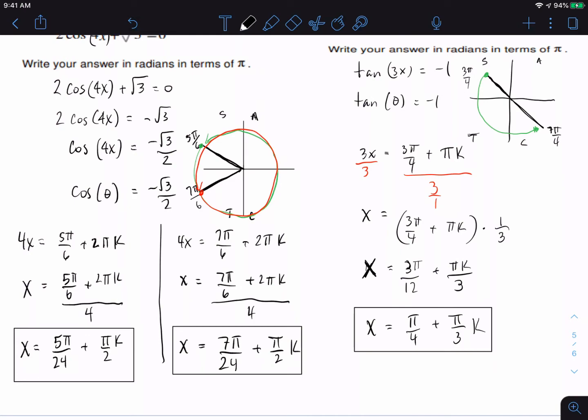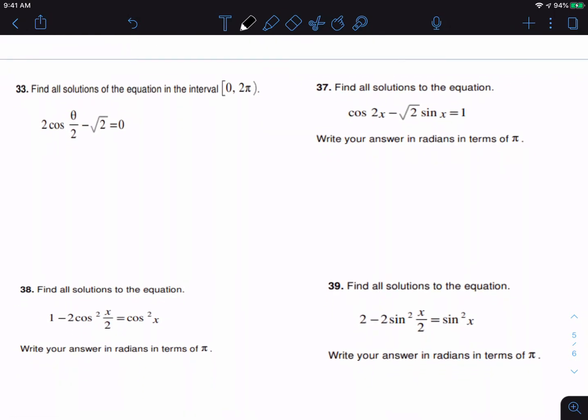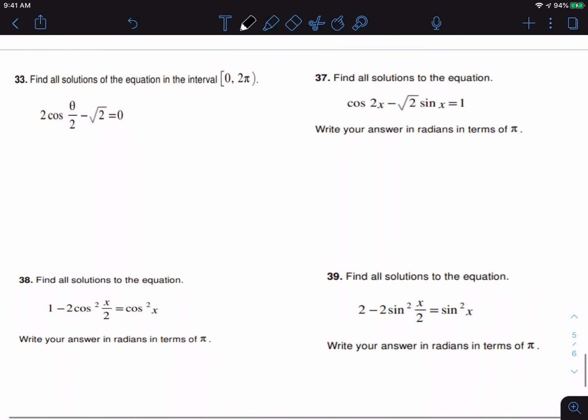Okay. Now our next example, number 33. Now, are we going to need a 2k pi or anything like that on this problem? Excuse me. Why do you guys think that?